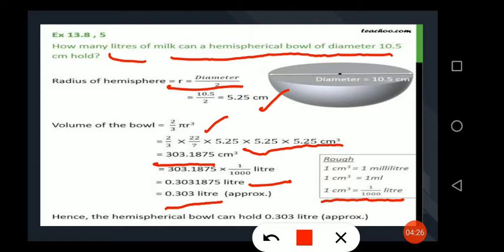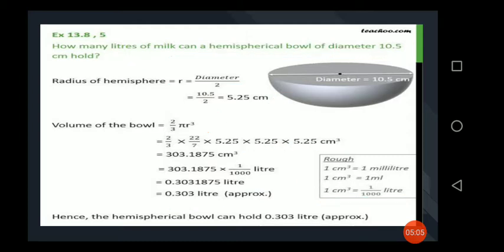Students, in case you are getting more digits after the decimal, we can take it up to 2 or 3 digits. We don't have to write so many digits after the decimal. Up to 2 digits, or if required 3 digits only we will write. Like here the second digit is 0, so we have taken the third digit also. But if we write 0.30 liter, then also the answer will be correct. Understood? Okay. Now moving towards the next question.